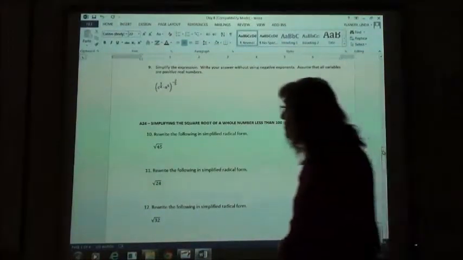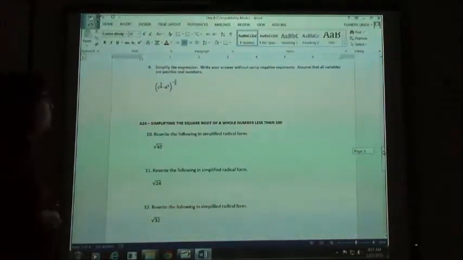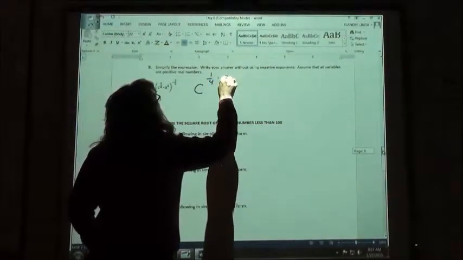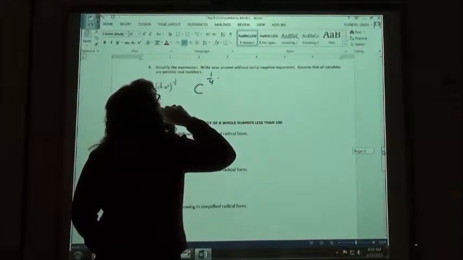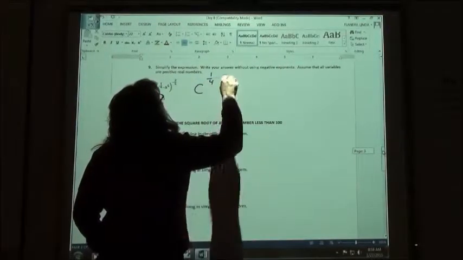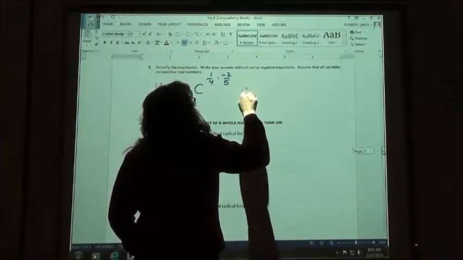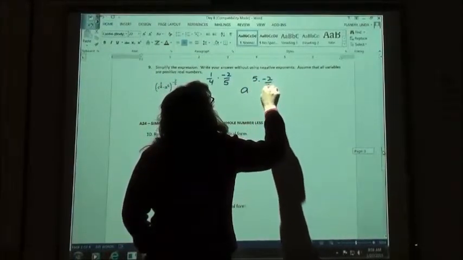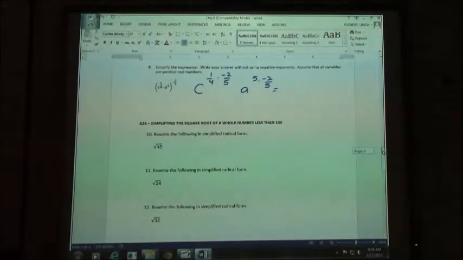So number 9, how are we going to start that one? C to the 1/4 times negative 2/5. Uh-huh. And then, A to the 5 times negative 2/5. Okay. So we know we're going to multiply our exponents. If I take 1/4 times a negative 2/5.